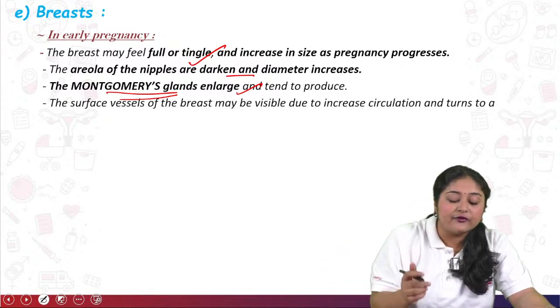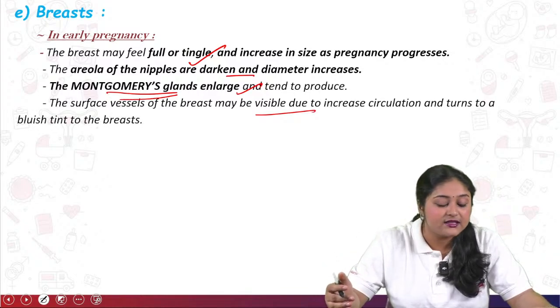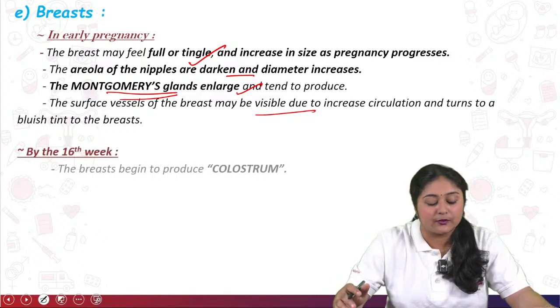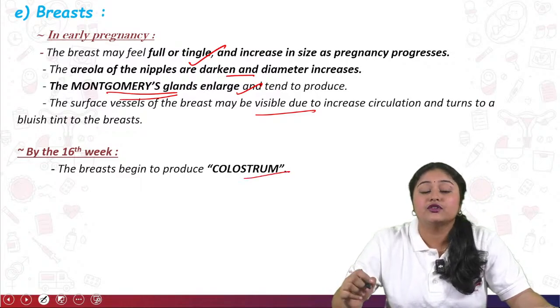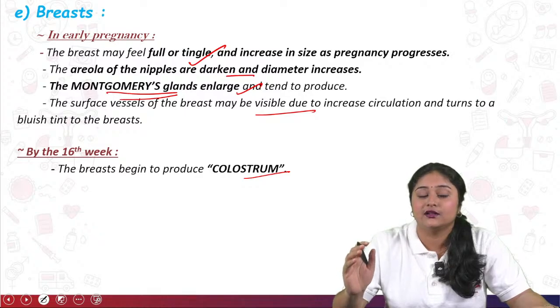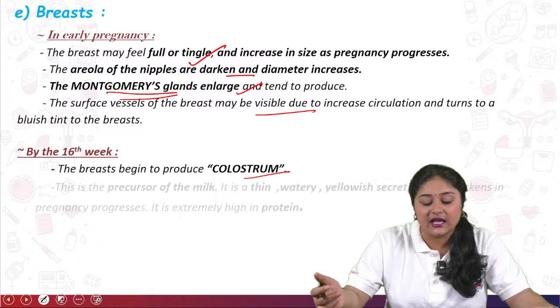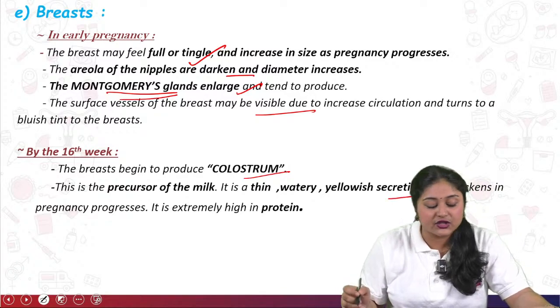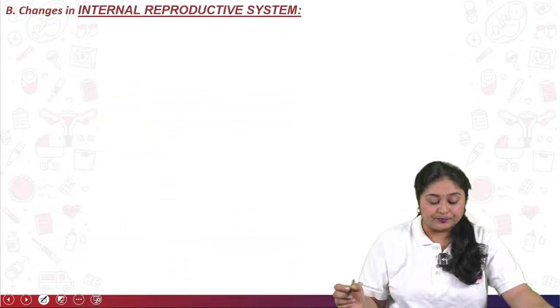Now the surface vessels of the breast may be visible due to increased circulation and give a bluish tint to the breast. By the 16th week of pregnancy, the breast begins to produce colostrum. Colostrum is the first milk, which is thin, watery and yellowish in color, and it is rich in immunoglobulin, which helps produce immunity in the baby. This is the precursor of the milk. It is a thin, watery, yellowish secretion which thickens as pregnancy progresses, and it is extremely high in protein.